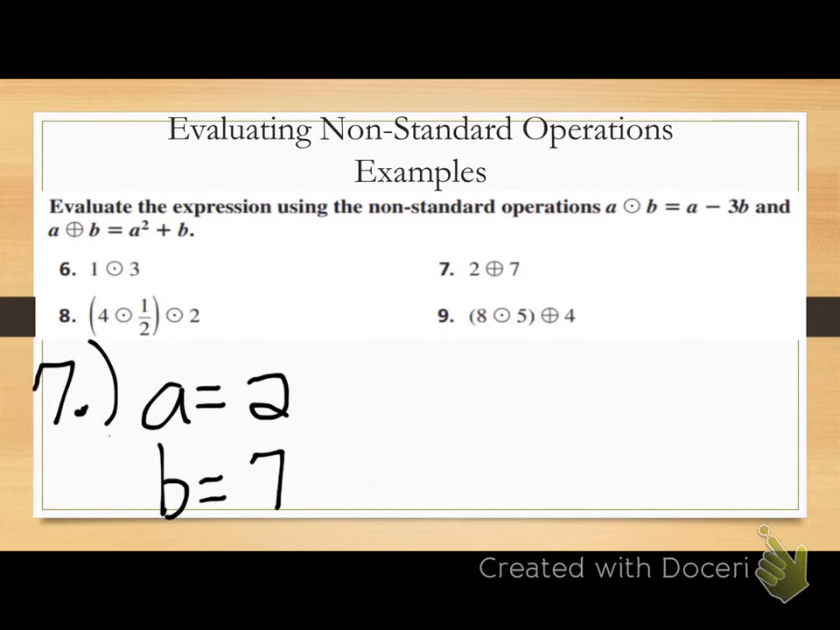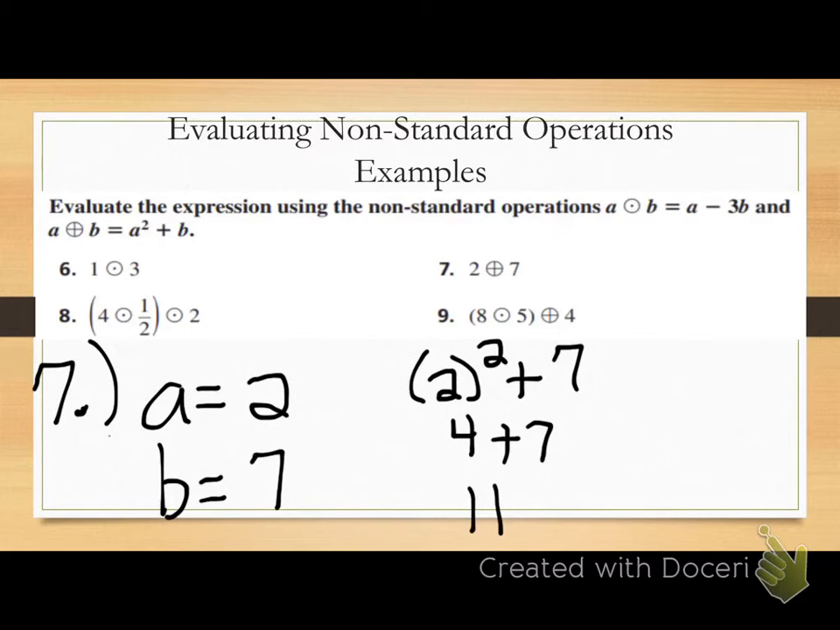Third step, plug in. Plugging in 2 for A. Plugging in 7 for B. I took my A out, replaced it with 2. Took my B out, replaced it with 7. Last step, evaluate using your order of operations. What's 2 squared? 4. What's 4 plus 7? 11. Is that my final answer? Yes, sir. I've accounted for all operations.